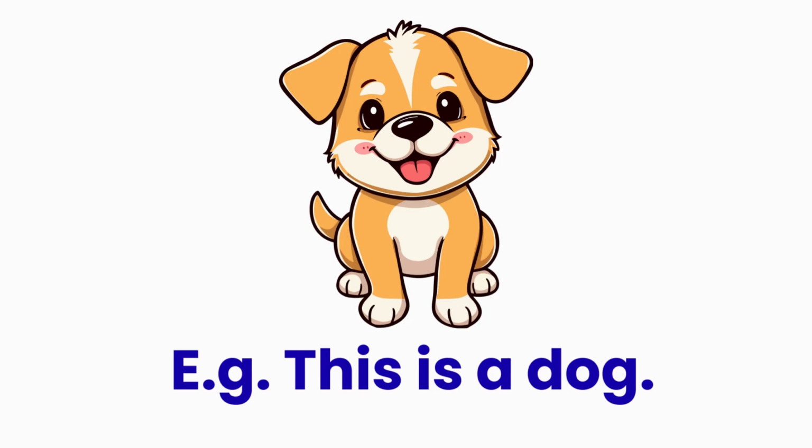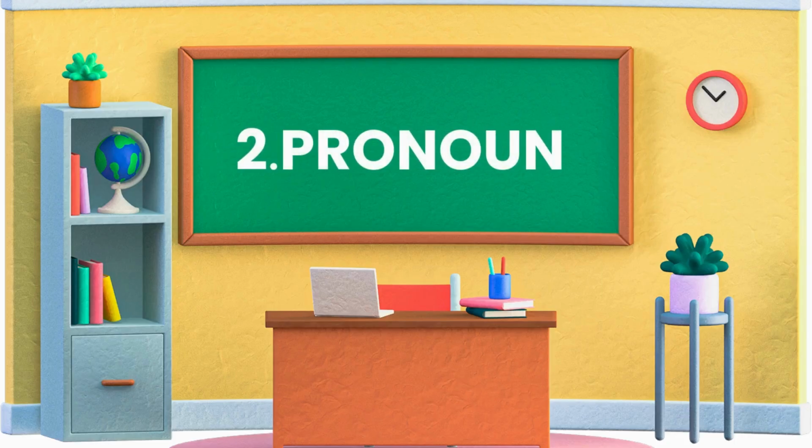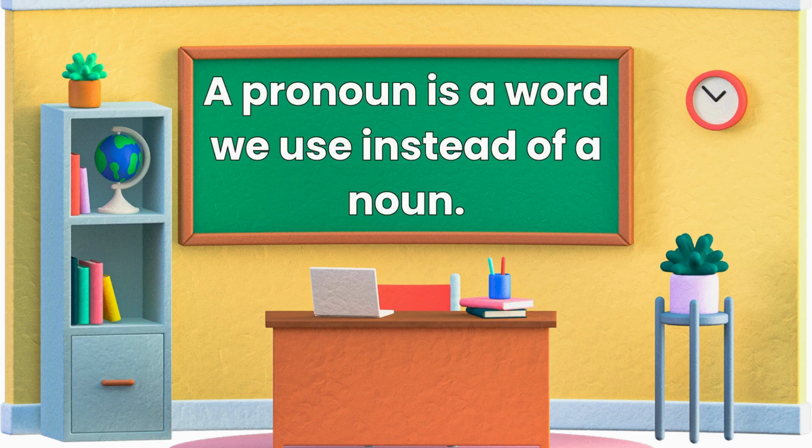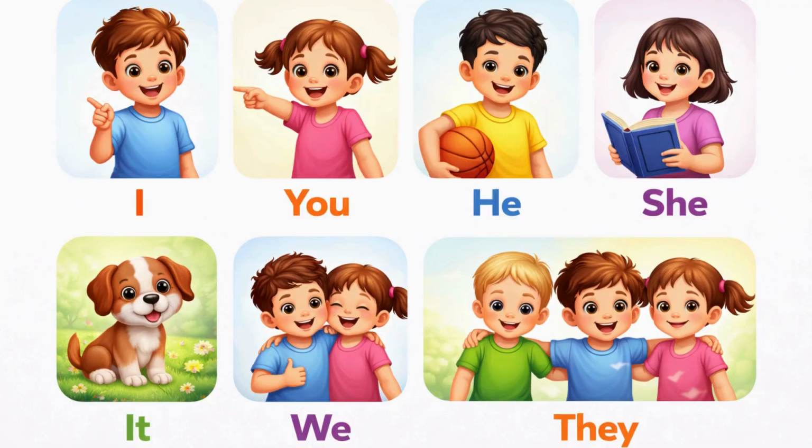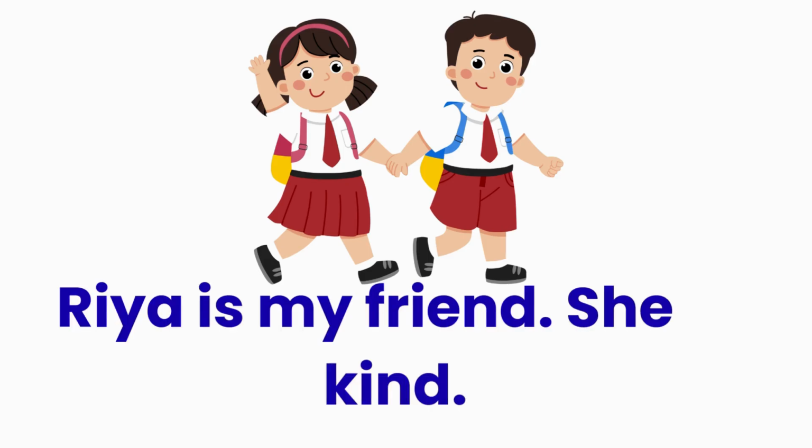Second one, pronoun. A pronoun is a word we use instead of a noun. Example: I, you, he, she, it, we, they. Example of sentence: Ria is my best friend, she is kind.